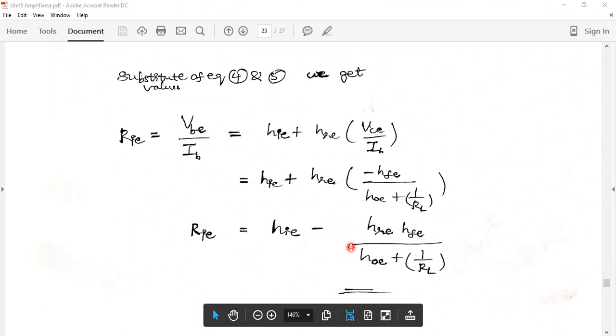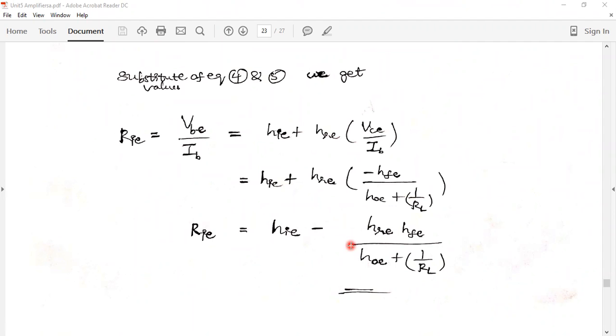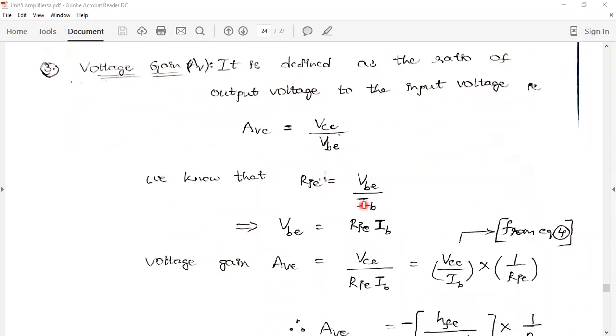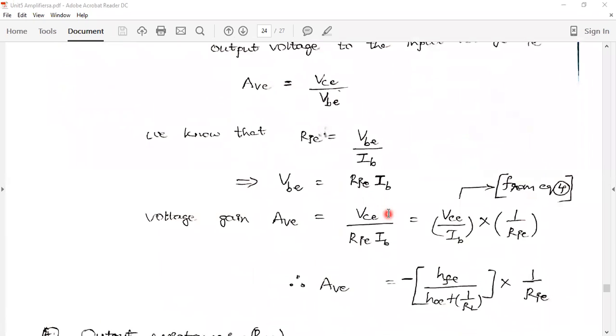In this way, we can calculate the input impedance of the common emitter configuration amplifier. Next one, voltage gain AV. Voltage gain AV is defined as the ratio of output voltage to the input voltage, that is AV is equal to VCE by VBE. We know that input impedance RIE is equal to VBE by IB. That implies VBE is equal to RIE into IB. Just make this equation and put this aside.